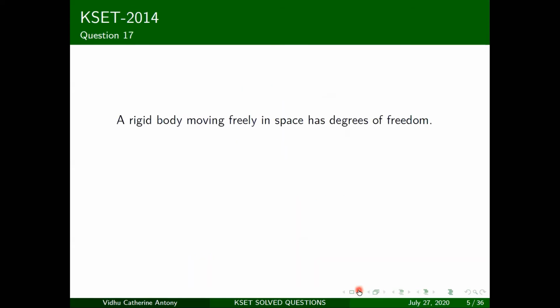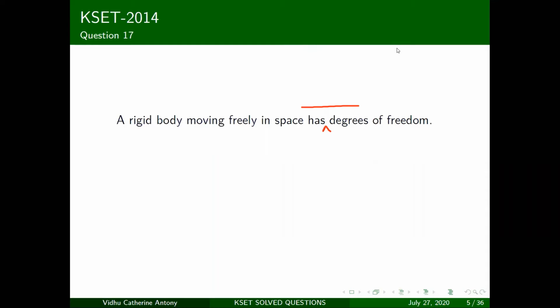Okay, so let's go on to the next one. I'd probably like to talk to you about the constraint equations in this problem. A rigid body moving freely in space has dash degrees of freedom. There should have been a dash here: dash degrees of freedom.